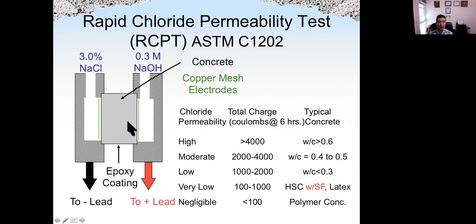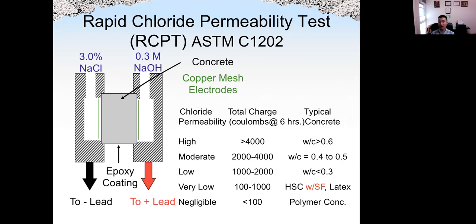So we have a concrete specimen. On the top and bottom side here, it is coated with epoxy. For the other uncoated sides, we have two different types of solution. Okay, 3% sodium chloride and 3.3 molar sodium hydroxide. And then we apply a potential difference, an electrical charge, and we measure the total charge in coulombs after applying the potential for 6 hours.